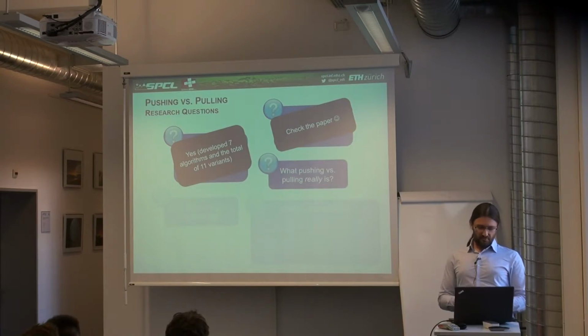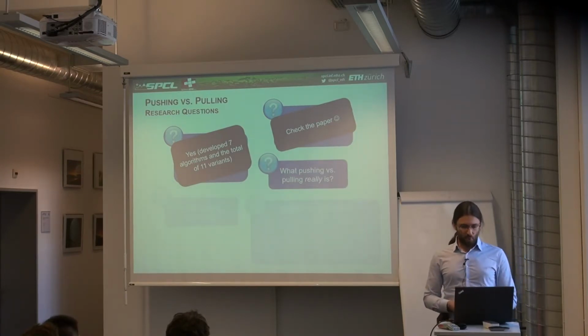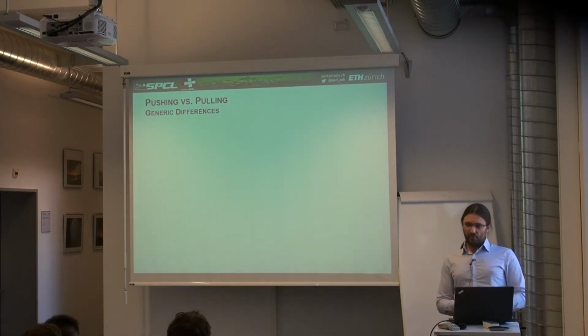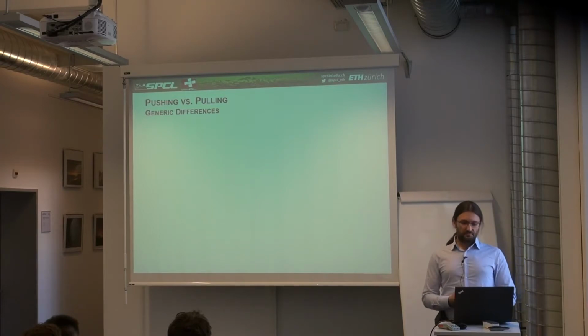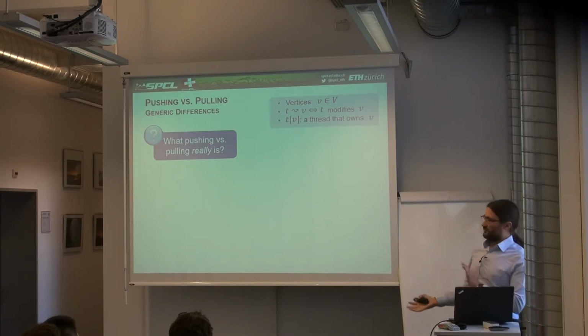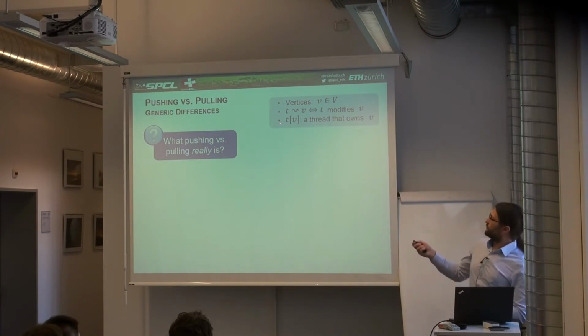So now let's take a look at the third, which I personally find almost the most interesting one, which is what this dichotomy really is. Is there some deeper understanding of this thing? Right, so we tried to answer this question and to maybe provide some cool theorems, but unfortunately really failed in this; there is something very simple, but I still find it kind of cool. So let's take a look at first some symbols. We have our vertices in the set V, and we have this notation of T arrow V if and only if thread T modifies vertex V, and we have the notation T bracket V if thread T is the owner of V, so if this vertex V is in the partition belonging to thread T.